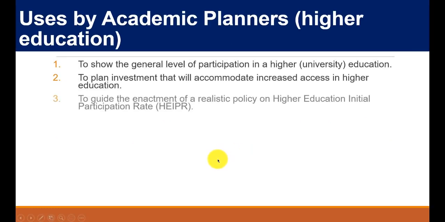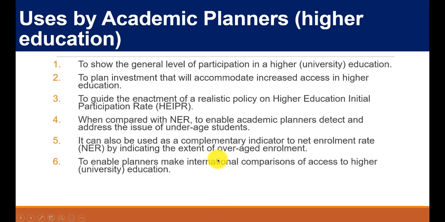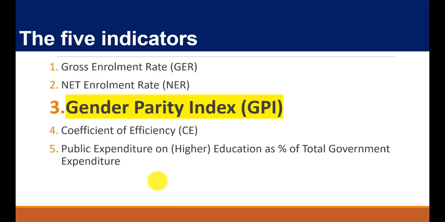Now, how do we use it as academic planners, for instance, for higher education? Just about the same as GER, to show the general level of participation in higher or university education in this case, to plan investment that will accommodate increased access in higher education, to guide the enactment of realistic policy on higher education, and the rest that you can see on the screen that also apply to GER. Let's move on to gender parity index, GPI.